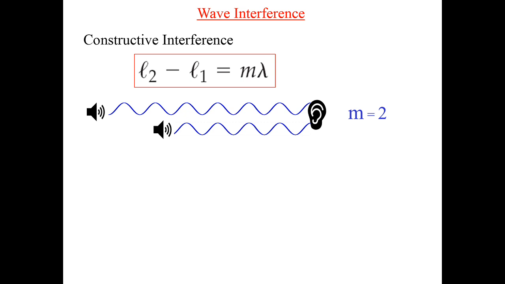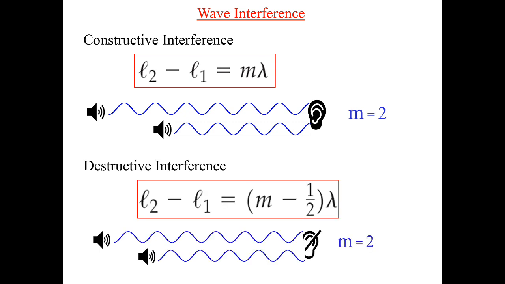Next, we divide the path length difference by the wavelength, and we find that this m value is equal to 2. So as long as m is an integer, so if it's 0, 1, 2, etc., then the interference will be constructive. So long as the difference in path length corresponds to the wavelength times some integer, then the sound waves are going to be perfectly in sync with each other, so the interference will be constructive. So what happens if they're not in sync with each other?